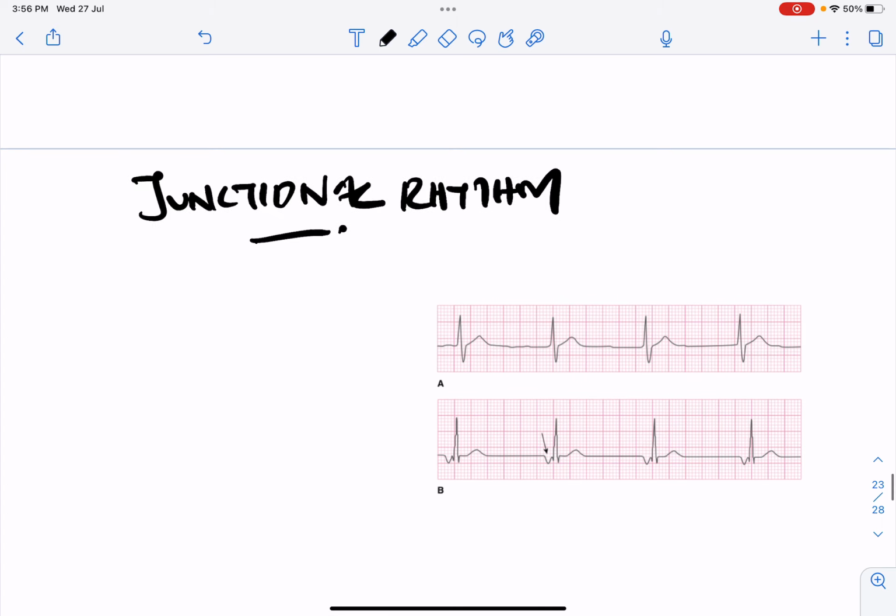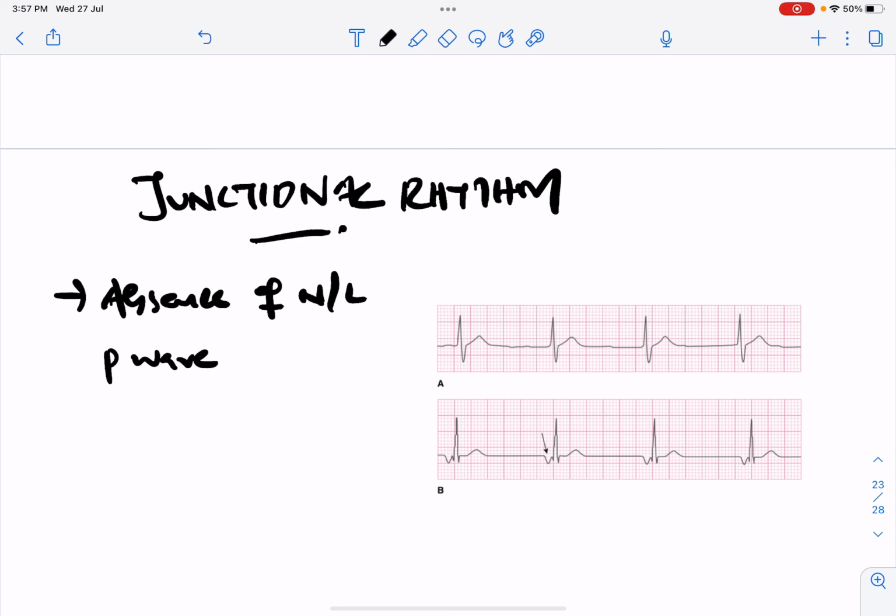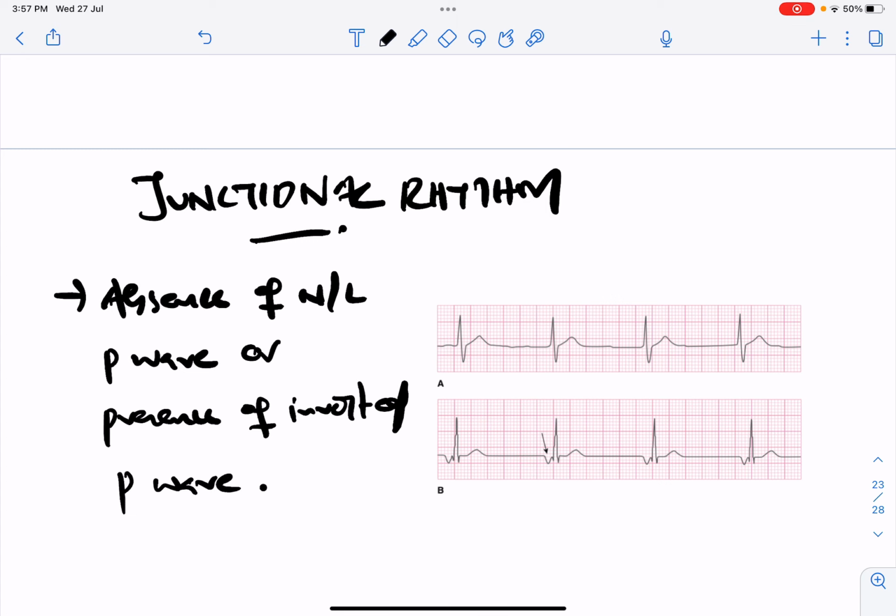So in junctional rhythm, as we have already discussed in the previous videos, the stimulus is from the AV node. So there will be no P wave, or if the P wave is present, it will be inverted due to the retrograde conduction. So absence of normal P wave, or presence of inverted P wave will be there in junctional rhythm.